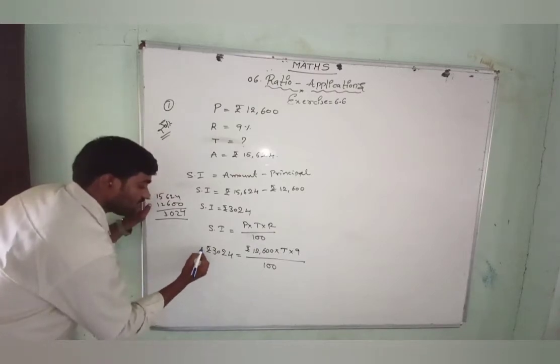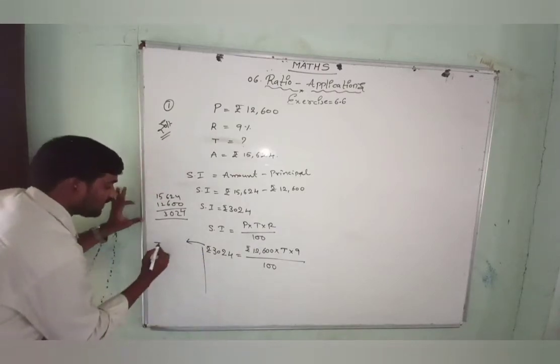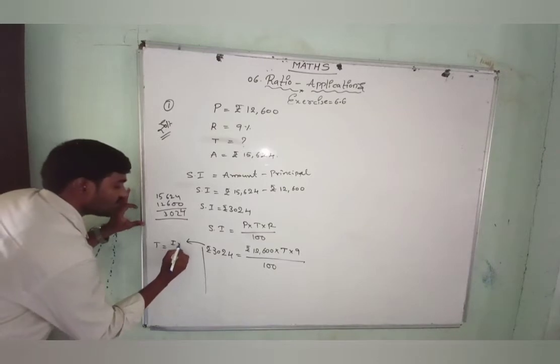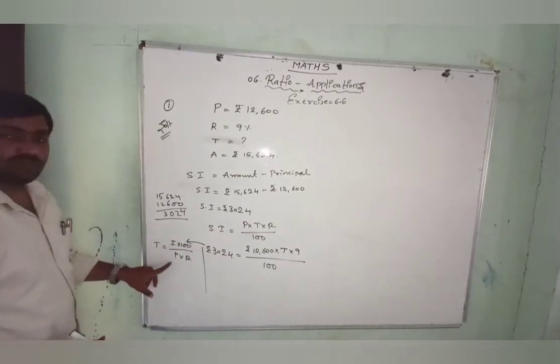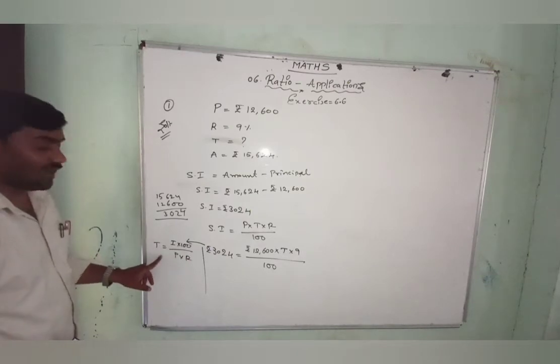Time equals interest into 100 by P into R. This is the formula to find the time.